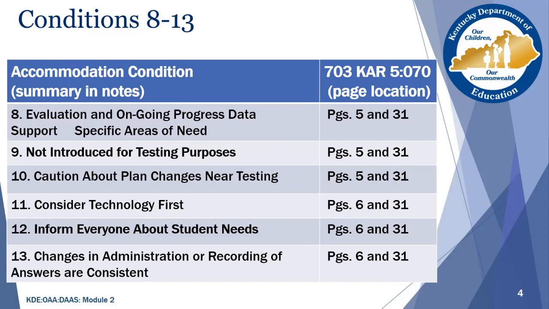On 11, for considering technology first, the use of technology shall be the first accommodation considered before adult provided accommodations. For example, readers, scribes, if it's feasible. A shortage of workstations, software, physical space, or training shall not be used as a reason for failing to provide assistive technology as an accommodation.